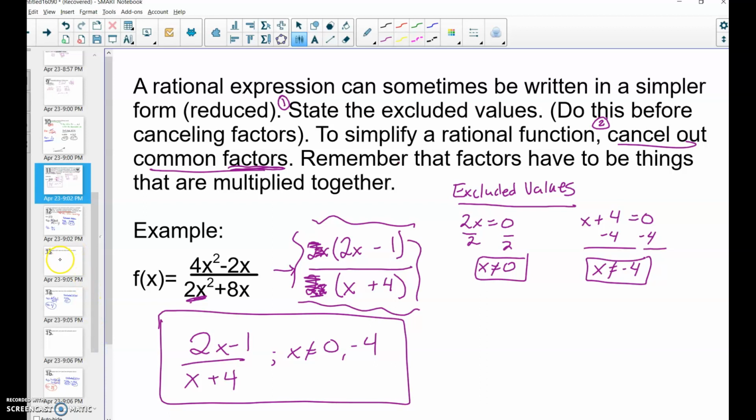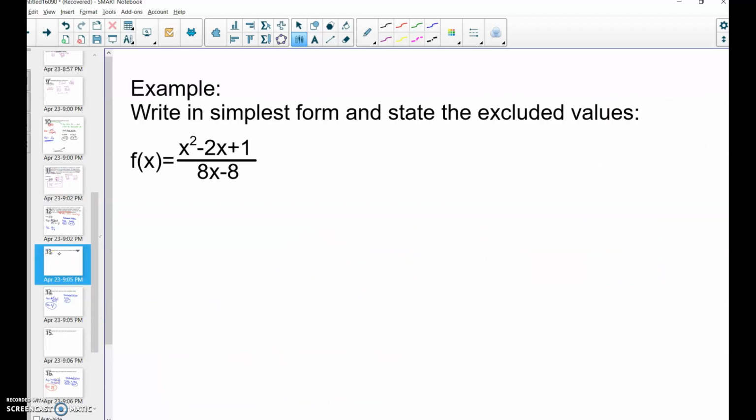All right, let's move on to the next slide. Write in simplest form and state the excluded values. Okay, so here's another example. If you're feeling pretty confident, go ahead and pause this video right now. Try it on your own and then check and see if your work matches up with the work that I have. Okay, if you need some more practice and just need to see it, then you can go ahead and watch as I simplify this.